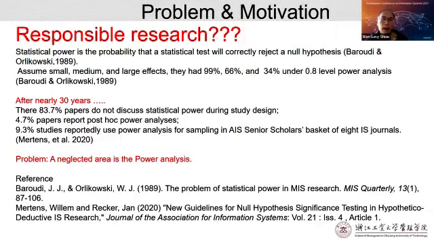The problem and the motivations. About 30 years ago, Baroudi and Orlikowski talked about statistical power, which is the probability that a statistical test will correctly reject a null hypothesis. In their paper, they assumed a small, medium, and a large effect.